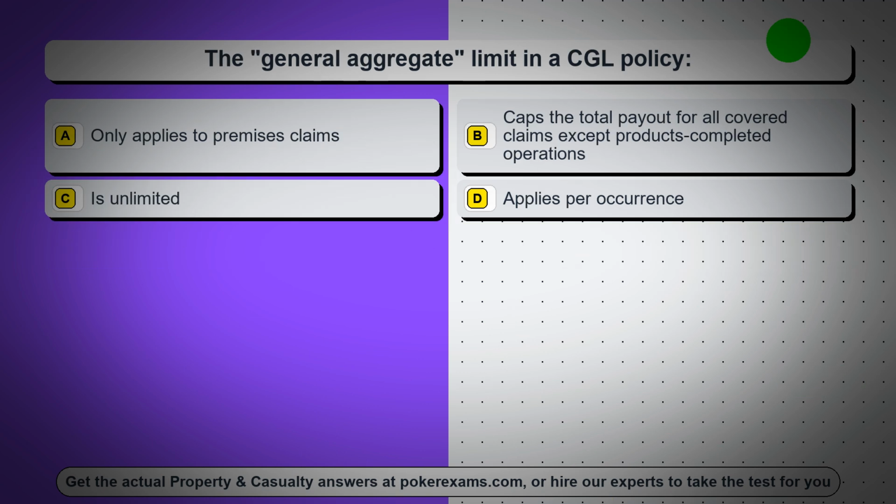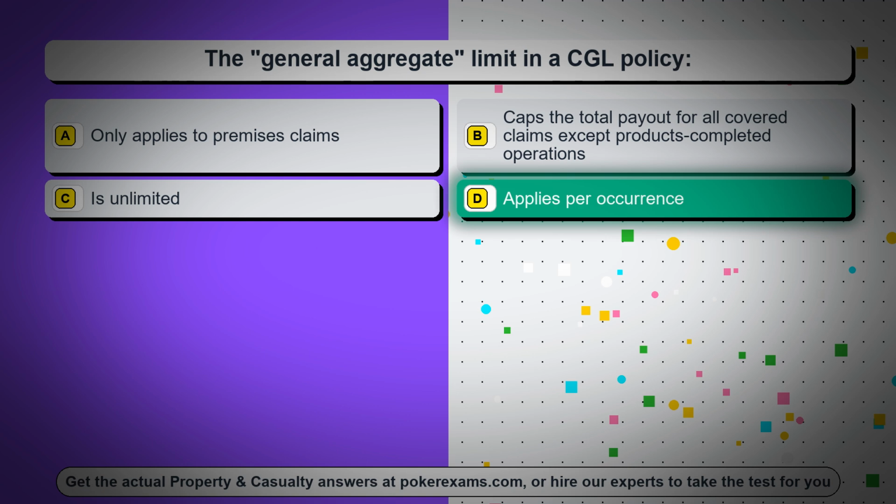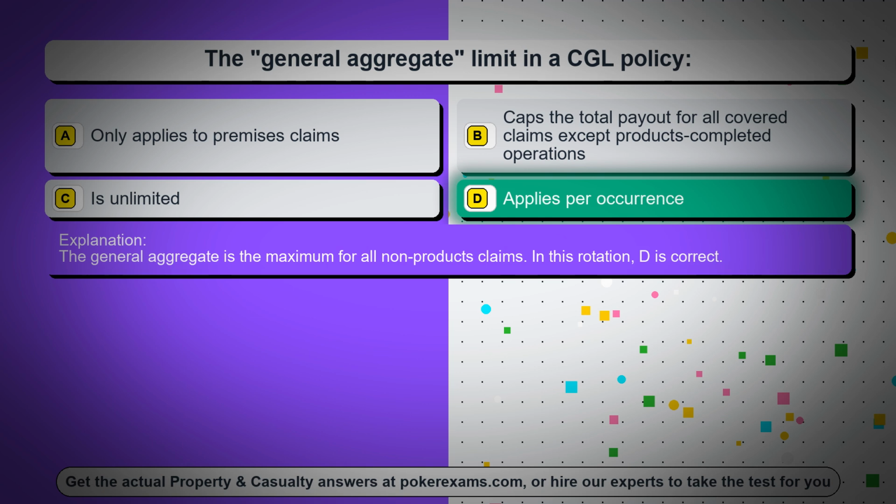Question 83. The general aggregate limit in a CGL policy, Option A, only applies to premises claims. Option B, caps the total payout for all covered claims except products completed operations. Option C, is unlimited. Option D, applies per occurrence. The correct answer is Option D, applies per occurrence. The general aggregate is the maximum for all non-products claims. In this rotation, D is correct.